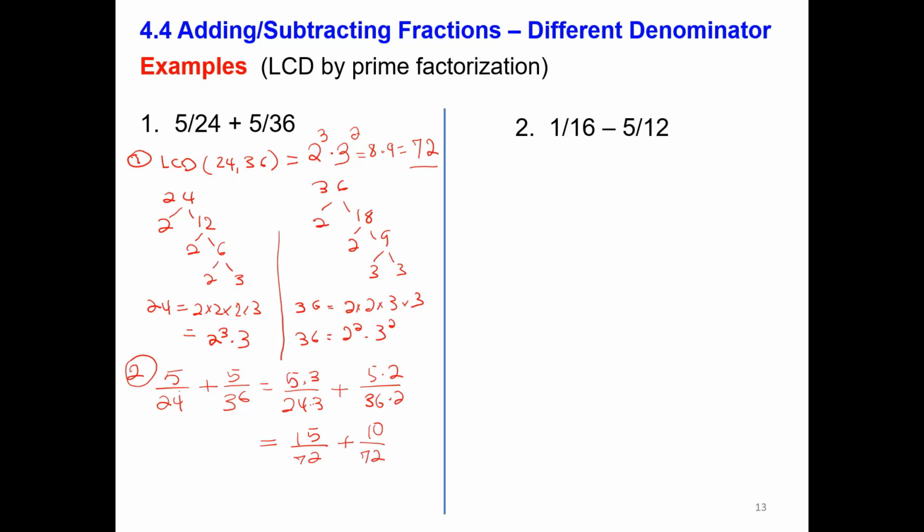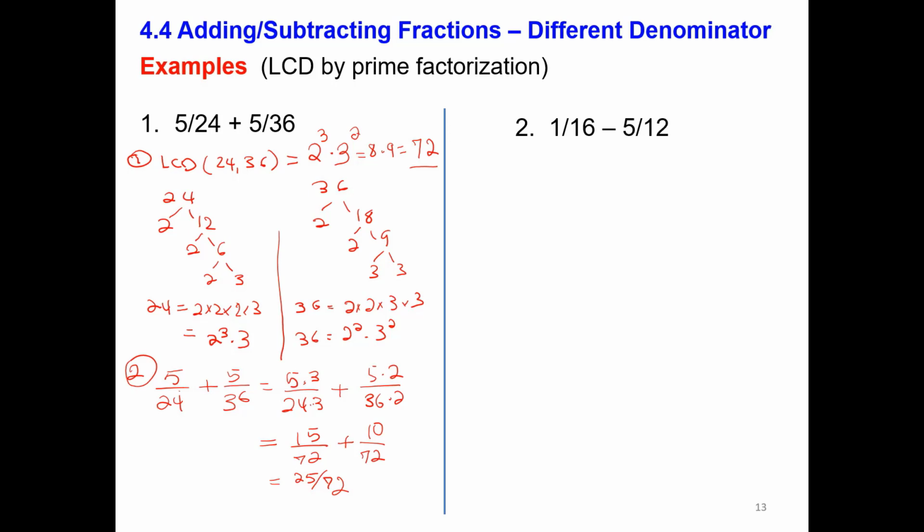Now if we add these numbers together, because we have a common denominator, we just add the numerators. 15 plus 10 is 25, divided by 72. Let me write here, it is 25 over 72.